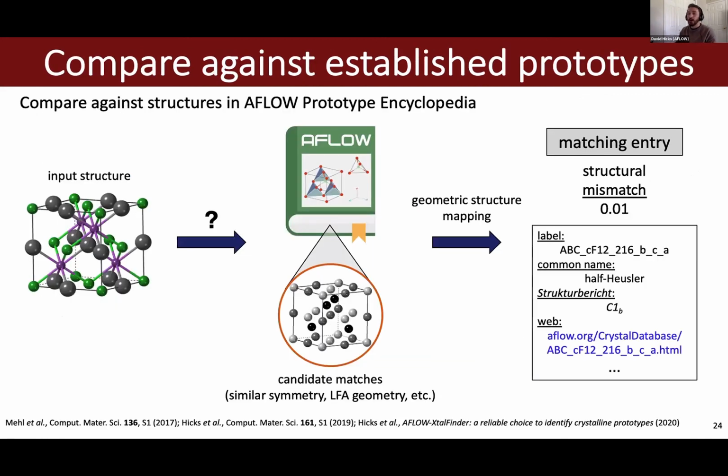And there are two last things that I want to mention: you can compare your input structure to the encyclopedia. So maybe you want to find if your structure maps to anything in the prototype database. In this case, AFLOW will do this for you. You input the structure and it returns that, okay, this is the Half-Heusler structure and the information associated with it.